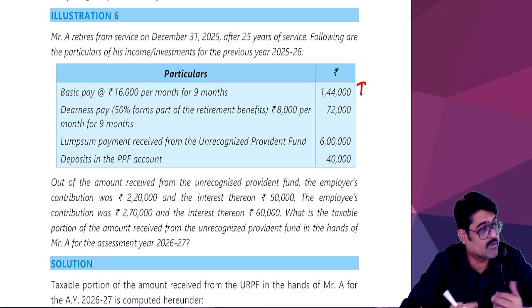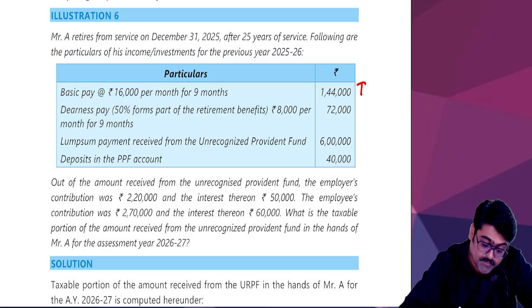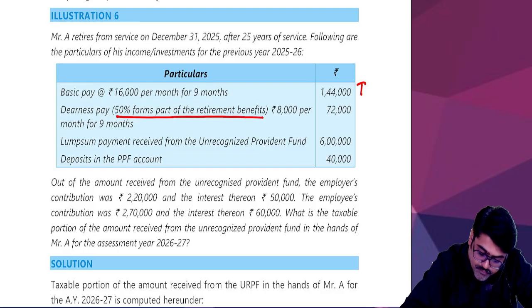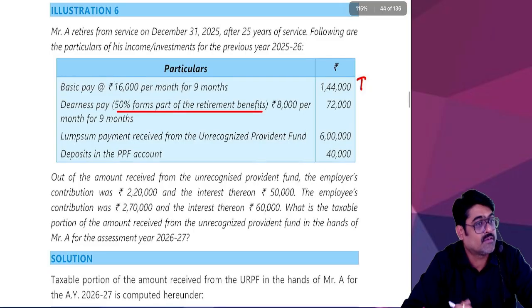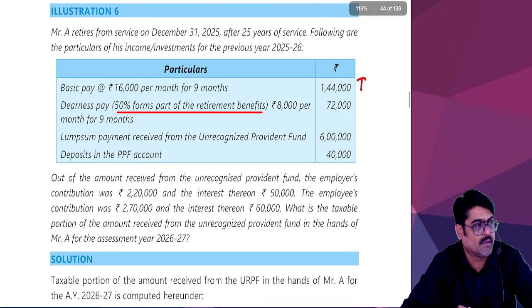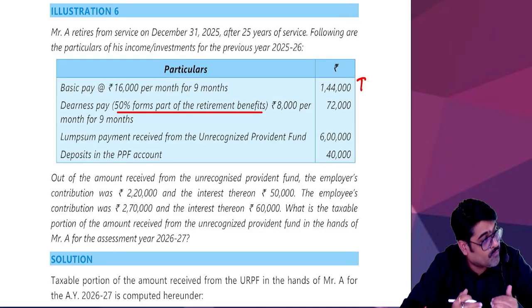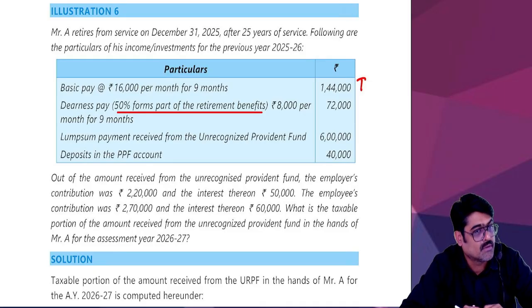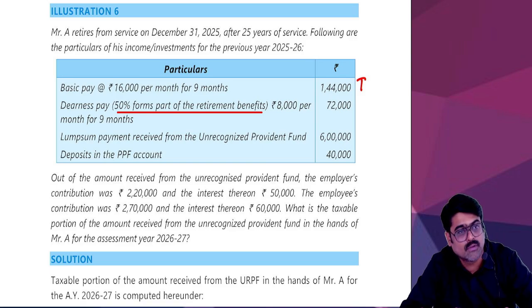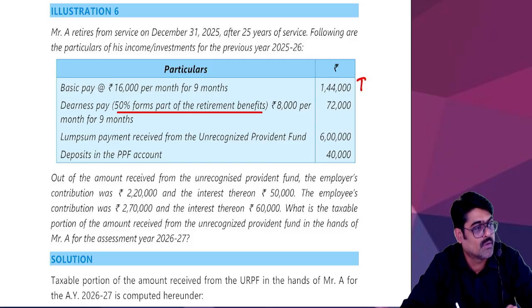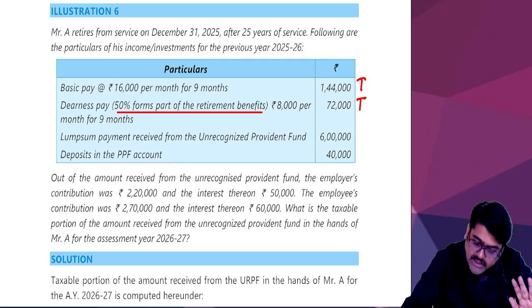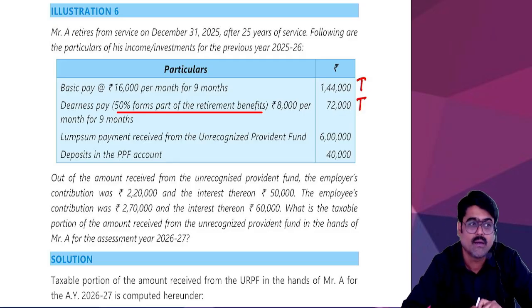Now this employee is also getting dearness allowance. 50% forms part of terms. 8,000 per month, 8,000 into 9, 72,000 DA. And out of that 72,000, 50% in terms, so balance 50% not in terms. So 36,000 in terms, 36,000 not in terms. What are you going to do? 36 in terms also taxable, 36 not in terms also taxable. Can I say entire 72,000 taxable? Under the head salary. Very good.